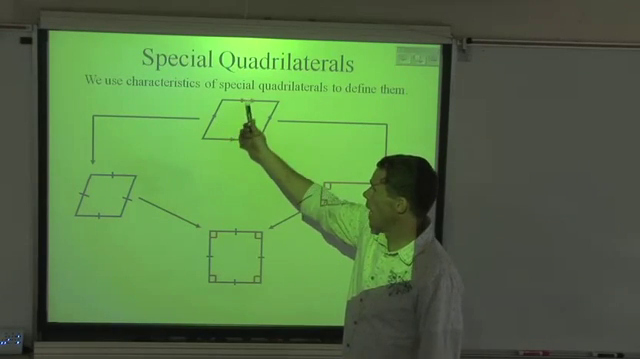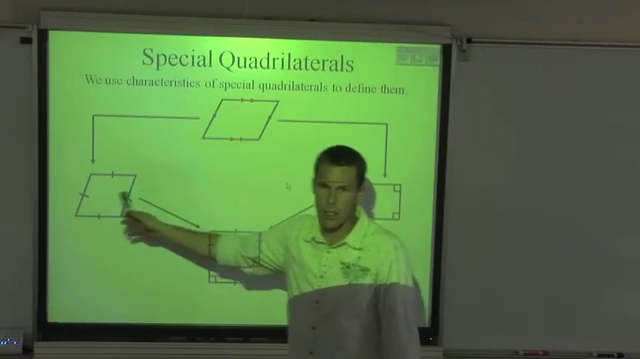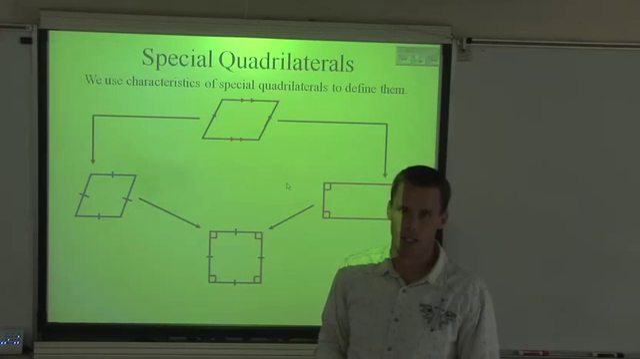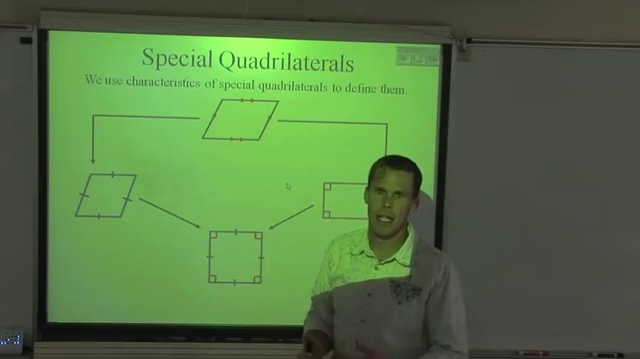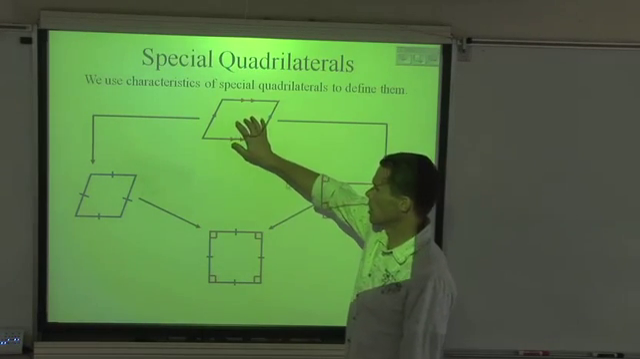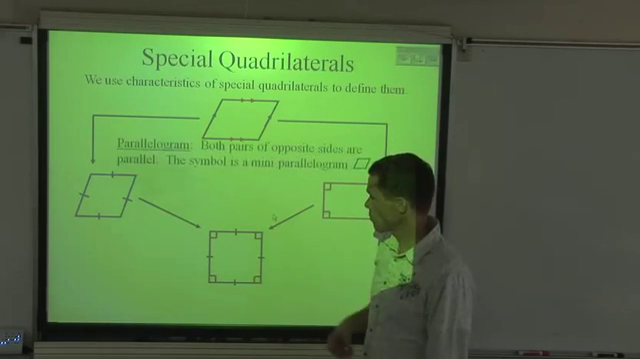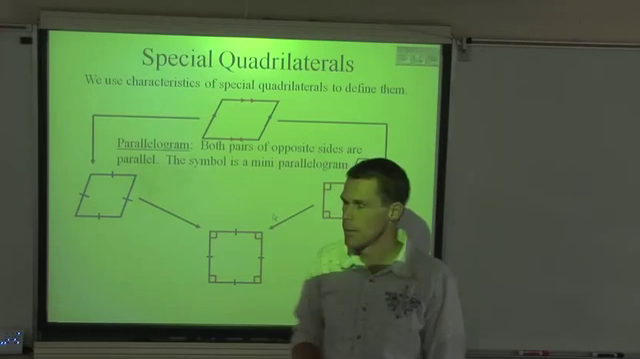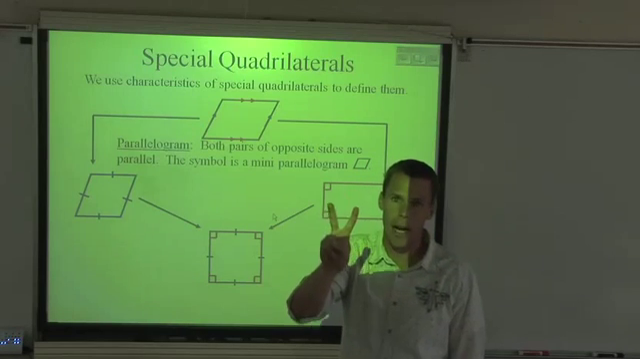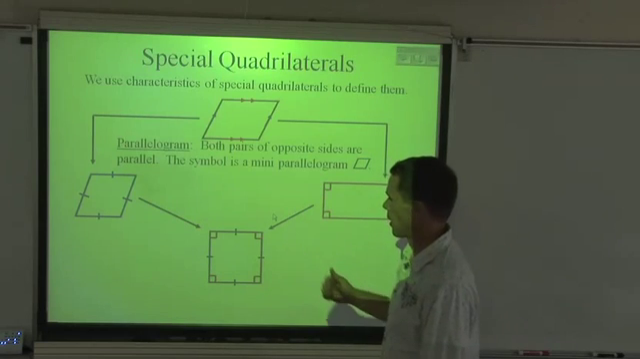This shape has 2 sets of parallel sides. Now, even though it is not marked, the other 3 shapes also have 2 sets of parallel sides. We may spend time in class proving this and showing why. But to start, we're going to define the shape that has 2 pairs of parallel sides. We call this a parallelogram. Both pairs of opposite sides are parallel. Not one pair, but 2 pairs. You have to have 2 pairs of parallel sides, and this is a parallelogram.